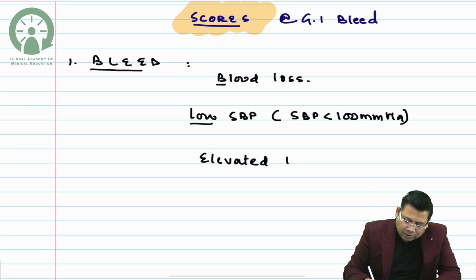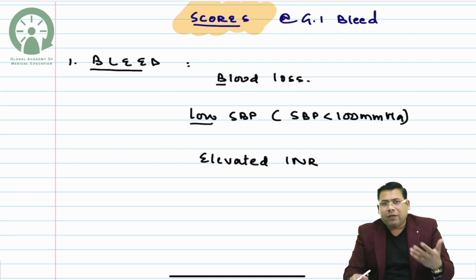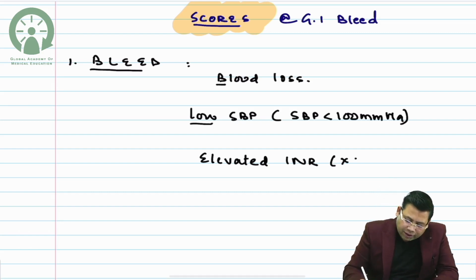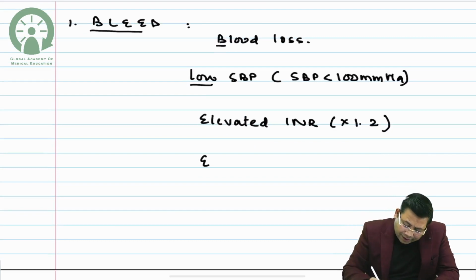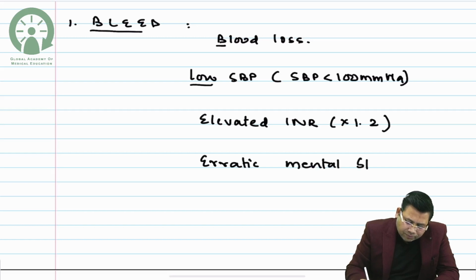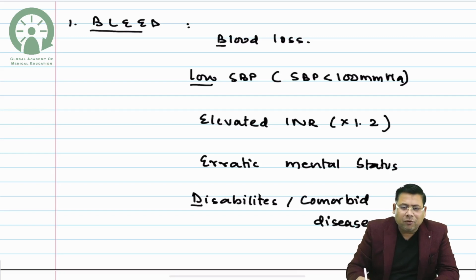Whenever there is coagulation cascade activation, coagulopathy has to be documented. So you see elevated INR, and how much is significant? 1.2 times the normal. Normally it is 0.9 to 1.4, 1.5. Now it is going to be on the higher side because there is bleeding. Next is erratic mental status. Erratic mental status is there, and then D is disabilities, or comorbid diseases. They are very simple things that you need to understand.